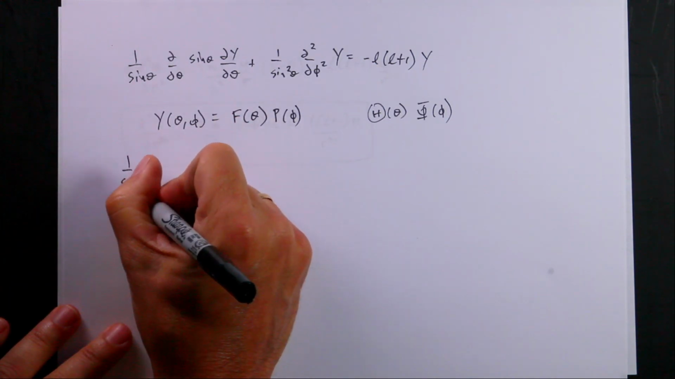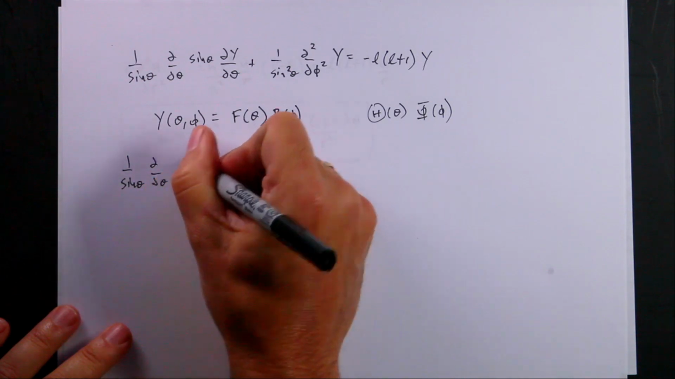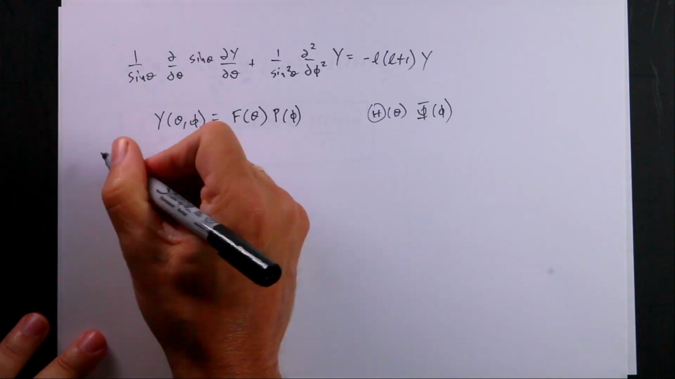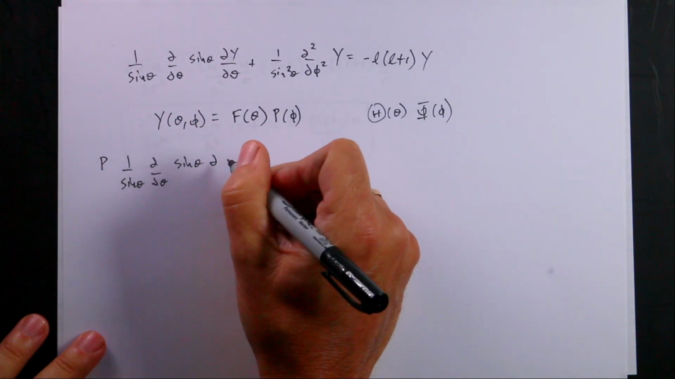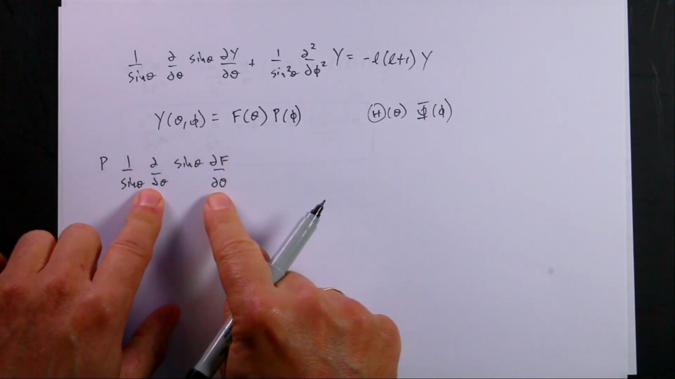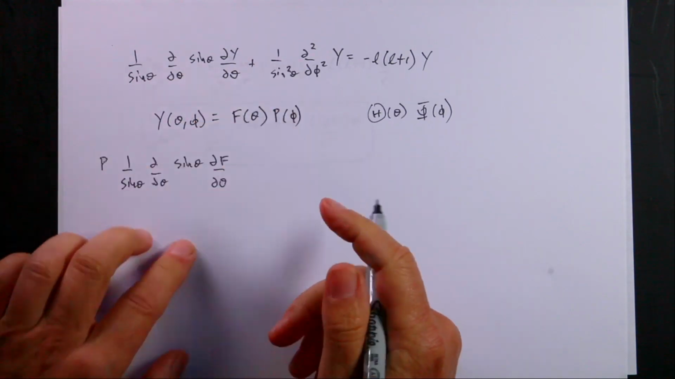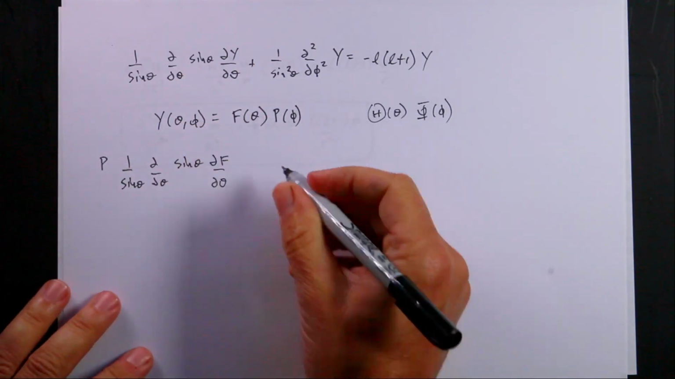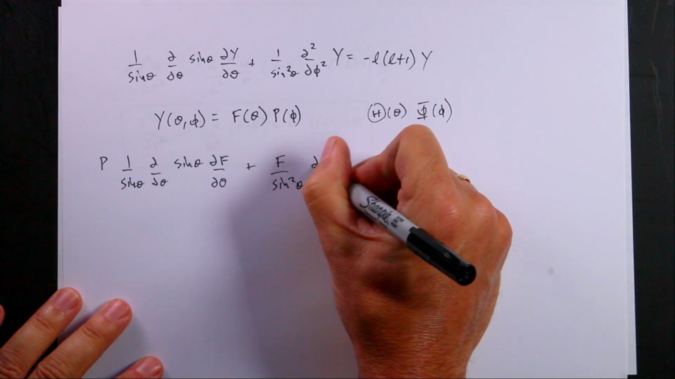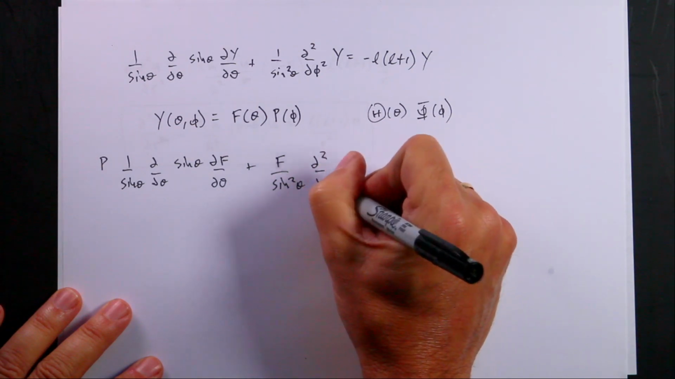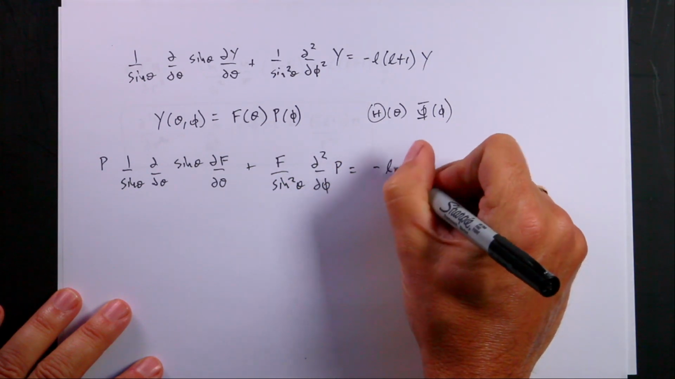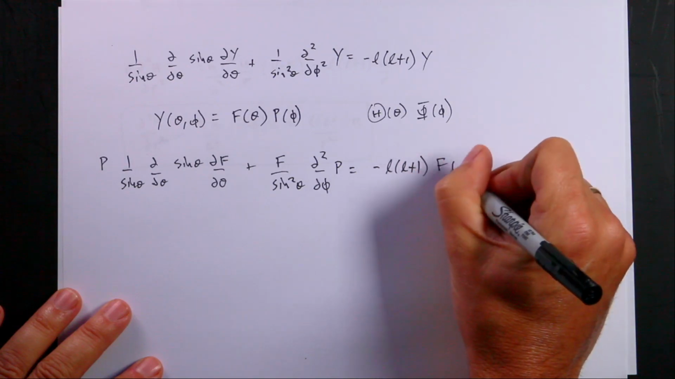I get 1 over sine theta, partial with respect to theta, sine theta. Now I'm going to take the partial with respect to theta so the p doesn't do anything. So I'm going to bring the p out front and then have the partial of f with respect to theta. And so this is a double thing right here, just like before. And now this one, again, the theta term is going to come out. So I have plus f over sine squared theta, second partial with respect to phi of p equals negative L times L plus 1 fp.